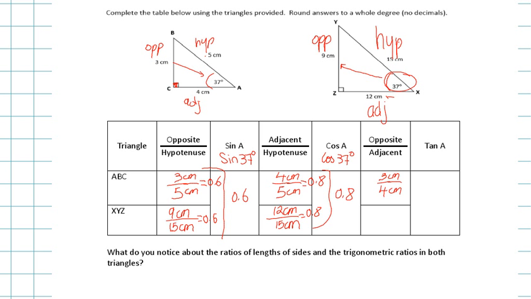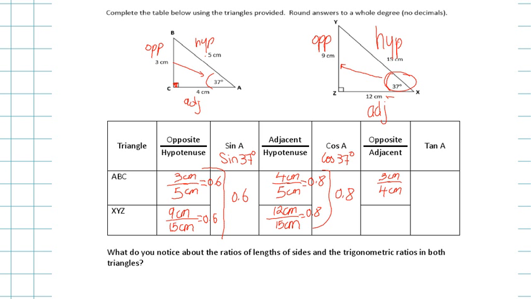Should I put 37 cosine? Probably in some calculators you have to do the angle first. You probably have to press cos first, then 37, then equals. Yeah, cos first.